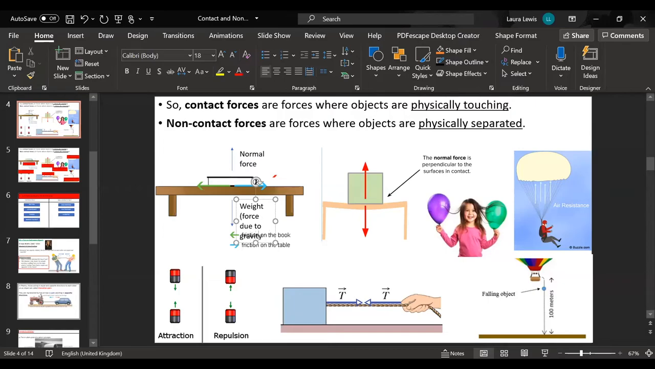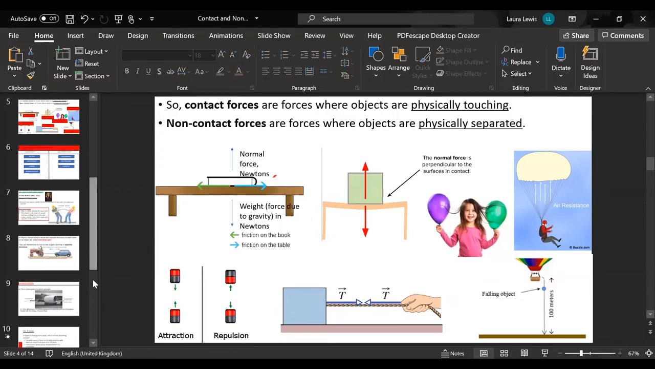So the weight of an object is its force due to gravity in newtons. We'll do force diagrams in another video, in a bit more detail. So weight is the force due to gravity in newtons. This is a normal force, which is also in newtons. Another thing to remember is that forces are always in newtons. So we'll come back to it.